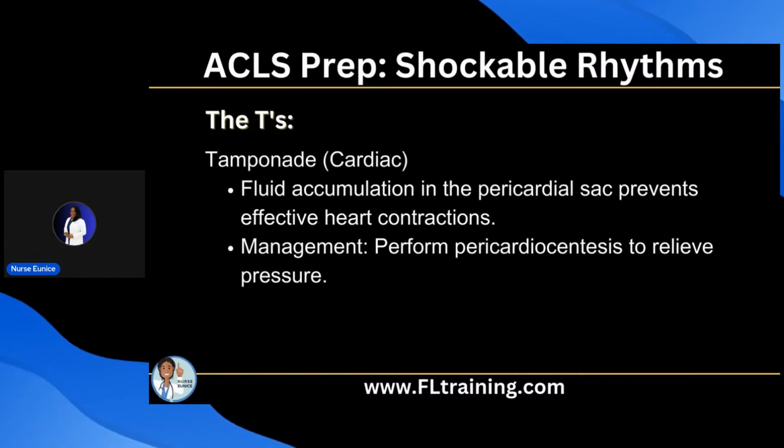Cardiac tamponade. Tamponade is the fluid accumulation in a pericardial sac. So the sac surrounding the heart, and it prevents the heart from contracting effectively. So imagine something just squishing the heart. All right, so how are we going to remove that fluid from the pericardial sac? Similar to what we would do for a tension pneumothorax, we're going to do some type of pericardiocentesis, or we're going to use a needle to relieve the pressure. So again, it's too much swelling. We're going to have to remove that swelling and that excess fluid.